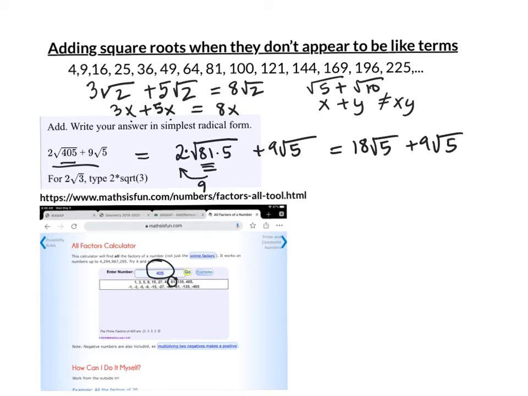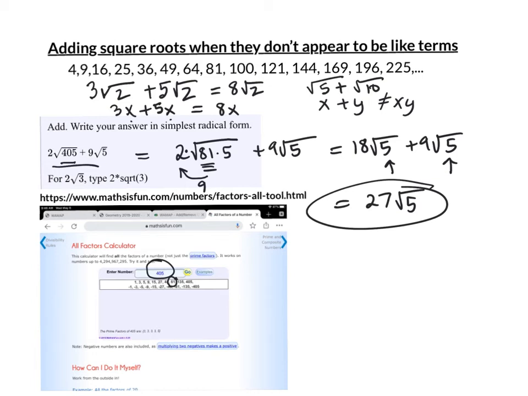And those are like terms. They both have the same root part. So it's like they're both an x or both a y. 18x plus 9x. That's what you think. Well, 18 and 9 make 27. So this is 27 root 5.